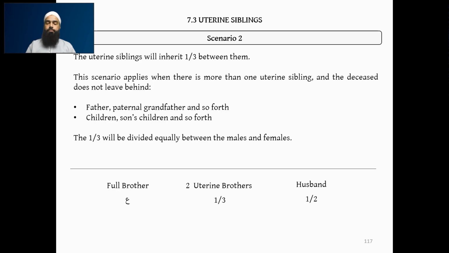So we see that there is a half and a third. Half is group 1, third is group 2, so we ignore group 2 and go to the half. The 2, you multiply by 3, you get a divisor of 6. The husband gets a half of that, which is 3. The uterine brothers will get 1/3 of that, which is 2. And the remaining, which is 1, goes to the full brother.